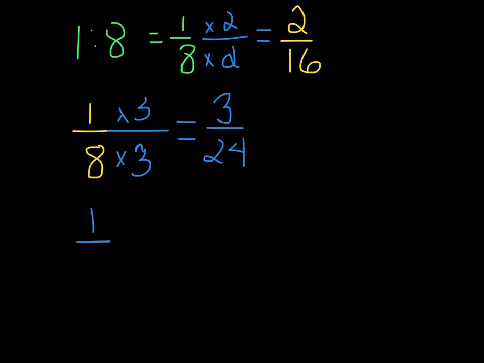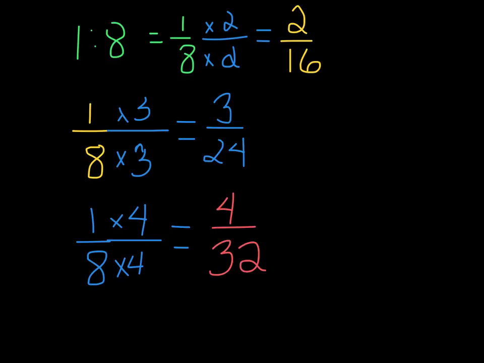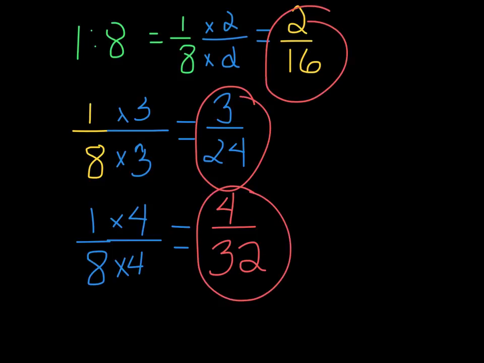Now, what happens if you multiply it by 4? I would get 4/32nds. So equivalent fractions for 1/8 are 2/16, 3/24, 4/32nds. You can keep going also.